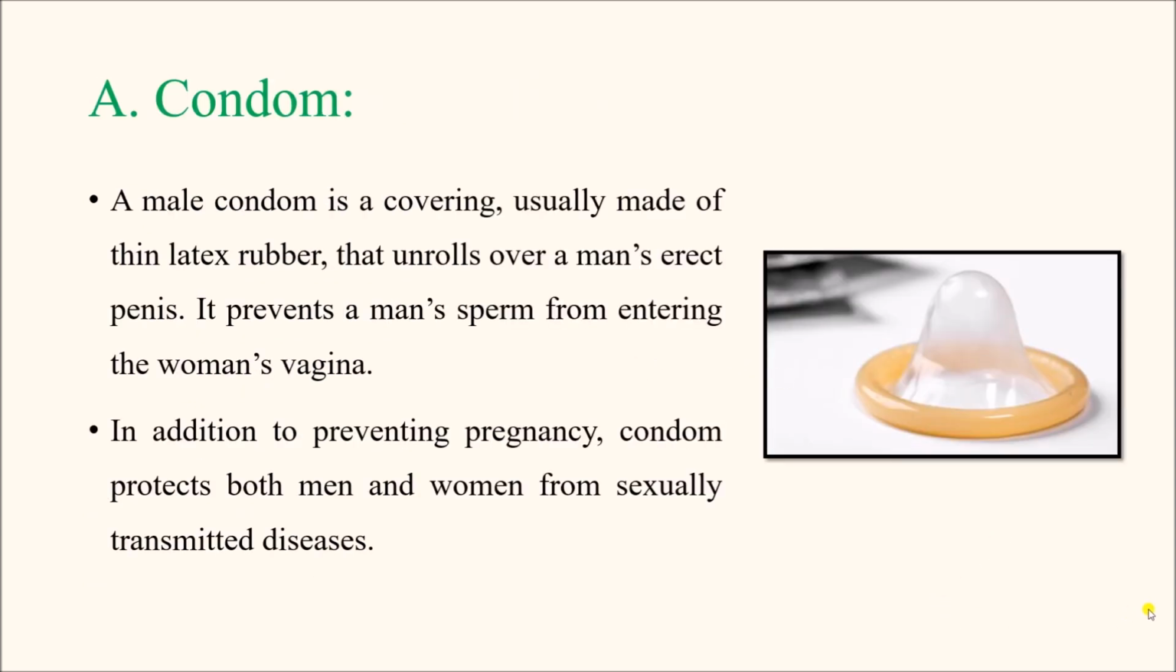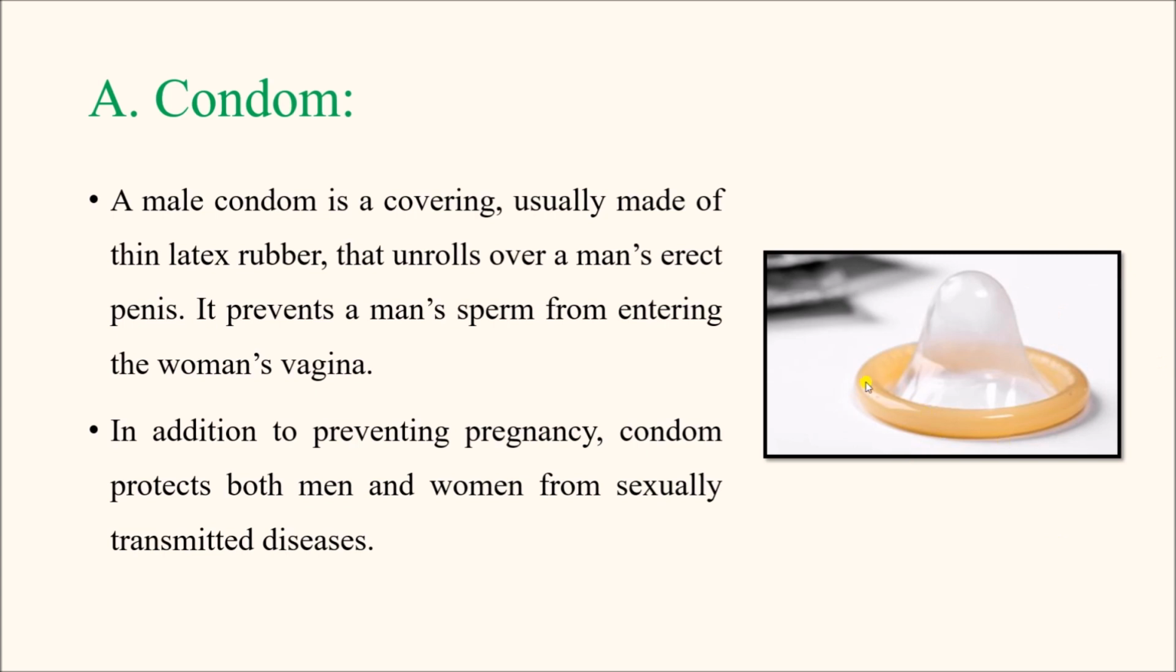First one is the condom. A male condom is a covering usually made of thin latex rubber that unrolls over a man's erect penis. It prevents a man's sperm from entering the woman's vagina. In addition to preventing pregnancy, a condom can also protect both men and women against sexually transmitted diseases. As we already learned, this is one of the non-contraceptive advantages of the barrier methods.